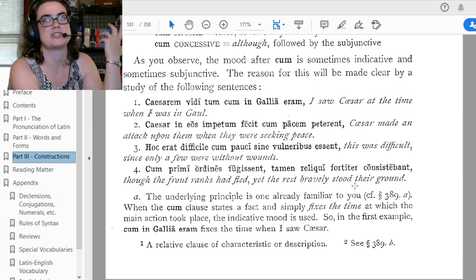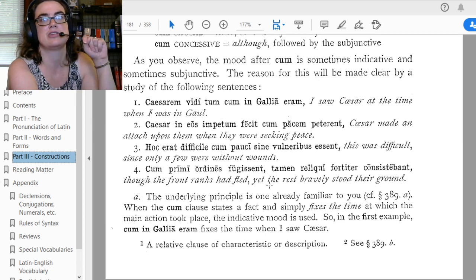I don't know the context of that sentence, so I don't know which way to translate cum. Decide on your own. When they had fled, when the first ranks had fled, tamen, nevertheless. So because we have a tamen in the main clause, we know that cum is going to be although. Although the front ranks had fled, nevertheless, the remainder stood bravely.